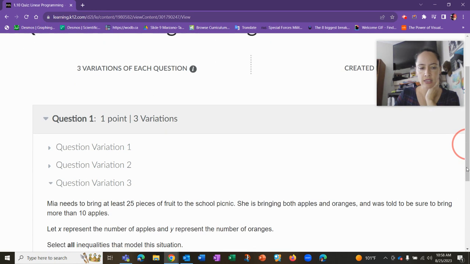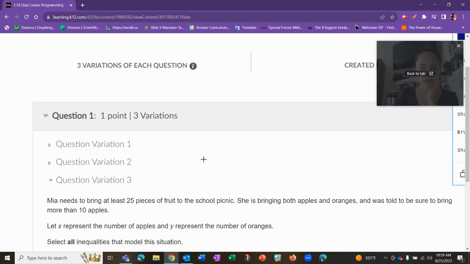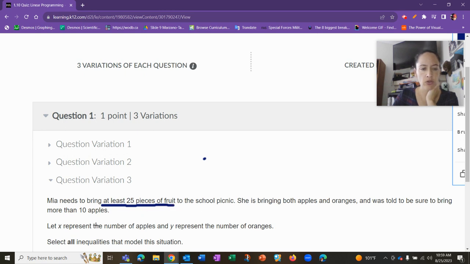They're going to ask us to select the inequality. The nice thing here, when I scroll down, you're going to see all of the inequalities, so you're not going to be asked to create them from scratch. What you're being asked to do is identify the right symbol, which is why we went over it in class. So we're looking for those key phrases. At least 25 pieces of fruit. We have X's and Y's, apples and oranges. So X plus Y, what is at least?